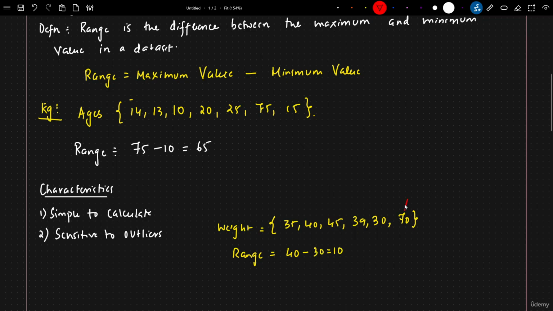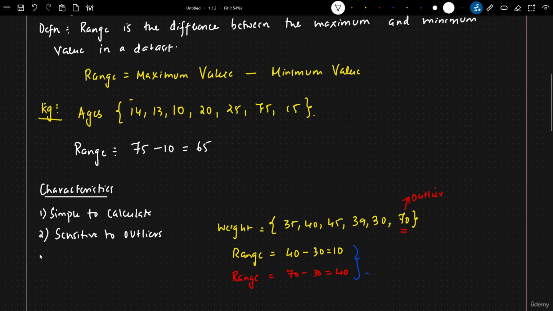But suddenly there is one kid who has a very high weight, somewhere around 70. When we add this outlier, my range becomes 70 minus 30, which is 40. Here you can see the difference, right? Because of this outlier, the range is showing entirely different information. So range is really sensitive to outliers.